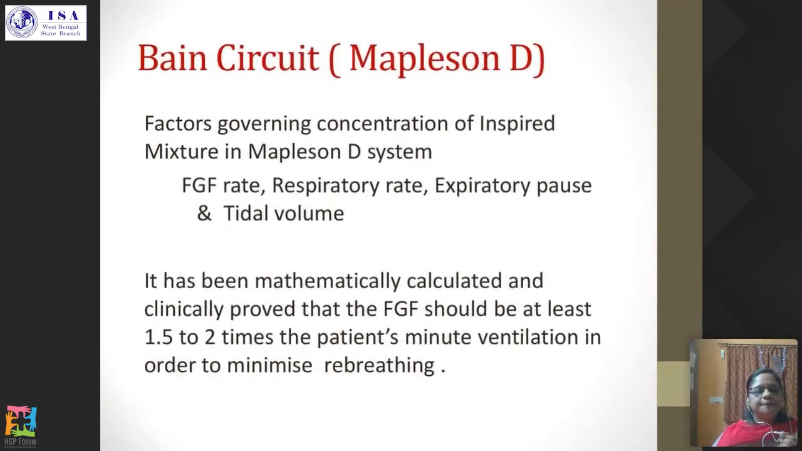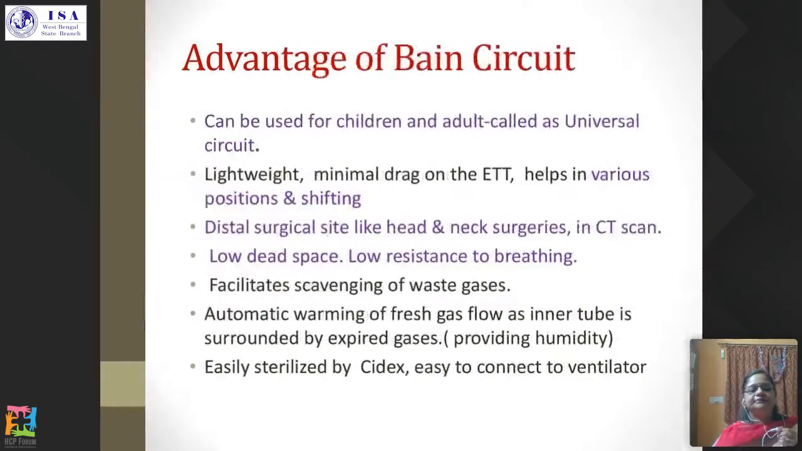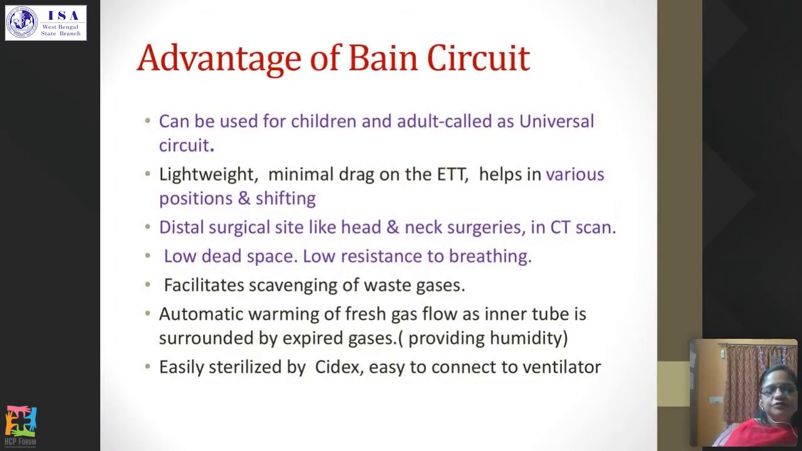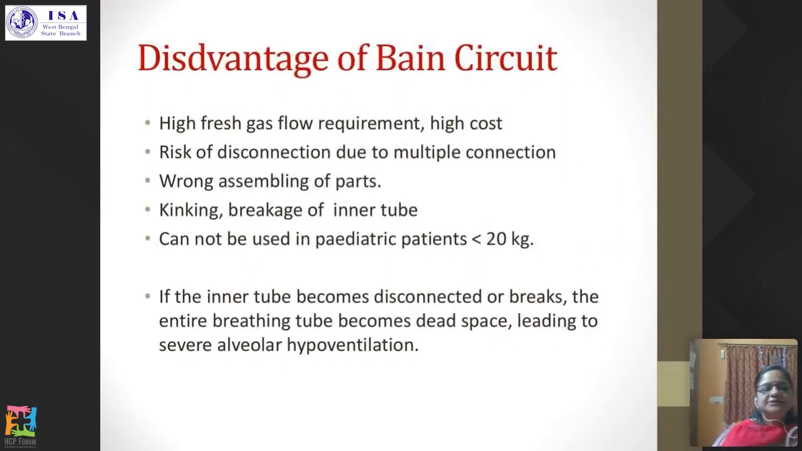Now, it has been calculated and clinically proved that fresh gas flow should be at least 1.5 to 2 times the patient minute ventilation in order to minimize rebreathing. The factors which are responsible are fresh gas flow, the respiratory rate, the expiratory pause, and the tidal volume. These four parameters regulate the inspired concentration of oxygen or fresh gas in this system. Now, there are a few advantages and a few disadvantages. I am not mentioning these.